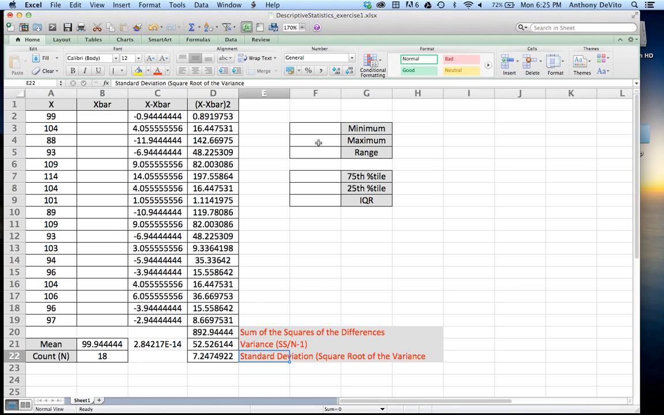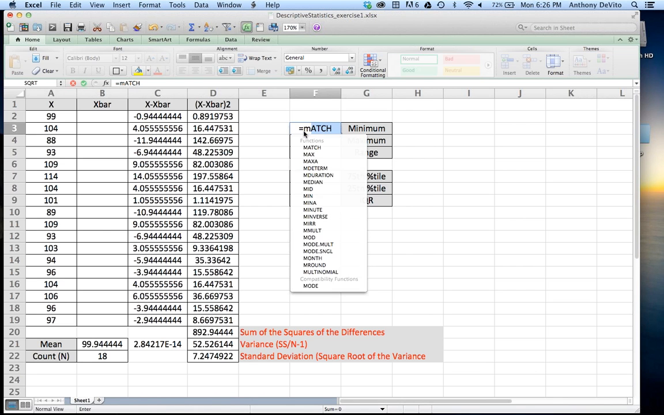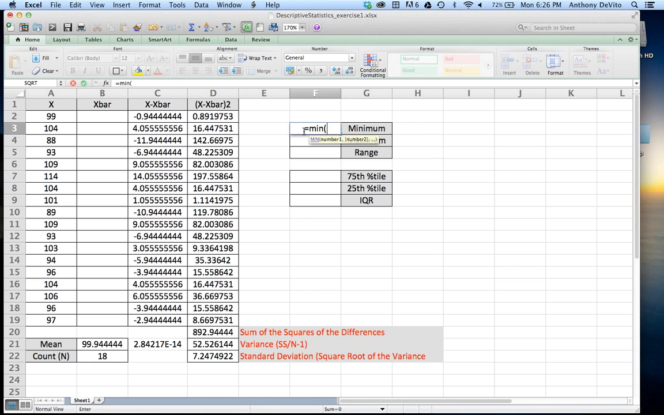Now the other thing we're interested in, another way of describing this spread, is to describe the minimum and the maximum for the sample. So the minimum is equal to MIN, parentheses, and I just highlight the original numbers. The minimum's 88. If you had sorted it, you would see that would be right. And the maximum is equal to MAX, surprisingly enough, parentheses, and find the maximum for all of those numbers.